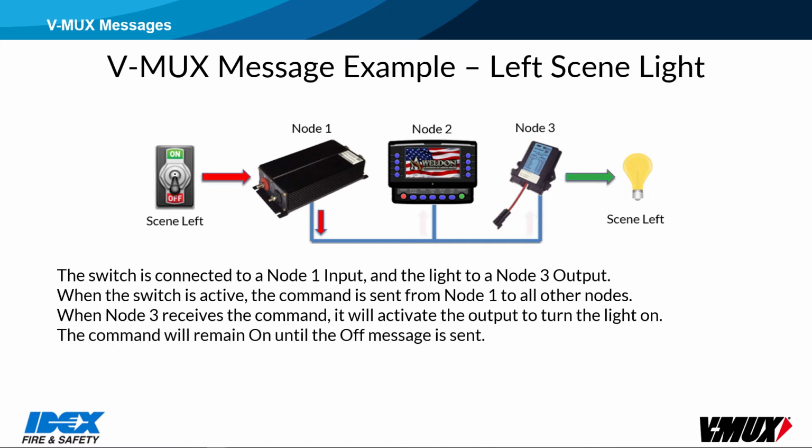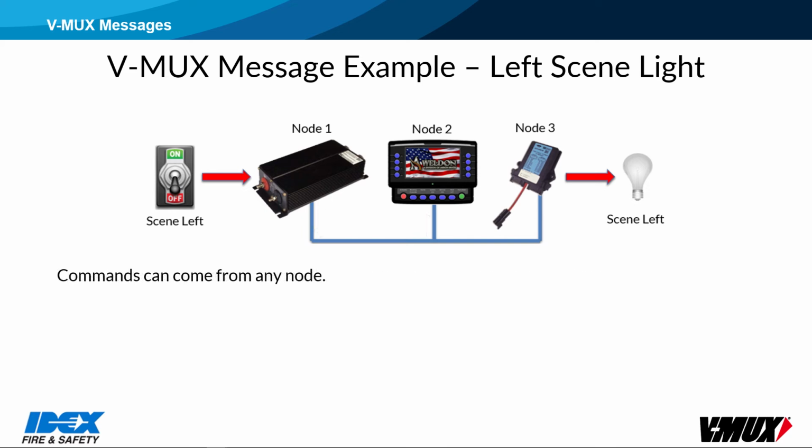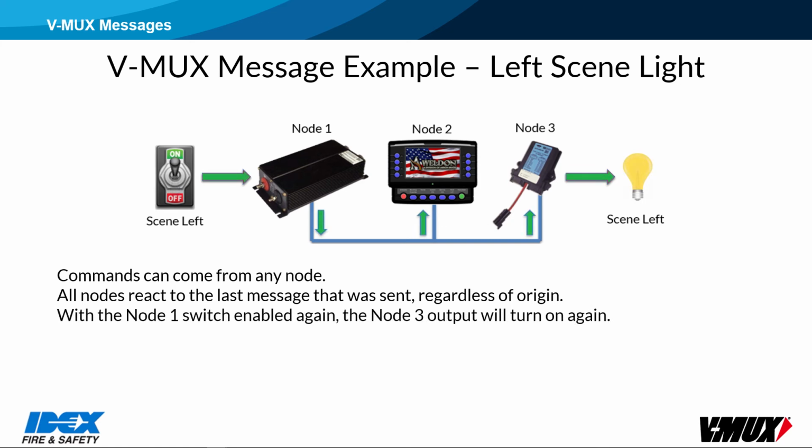The command state will remain on until that same command is sent again with an off status. It is important to note that a command can be sent from any node in the network. All nodes react to the last command message that was sent, regardless of its origin. We'll enable the node 1 switch again, and the light will turn back on. If node 2 has a scene left button, you can use it to turn the command off again.